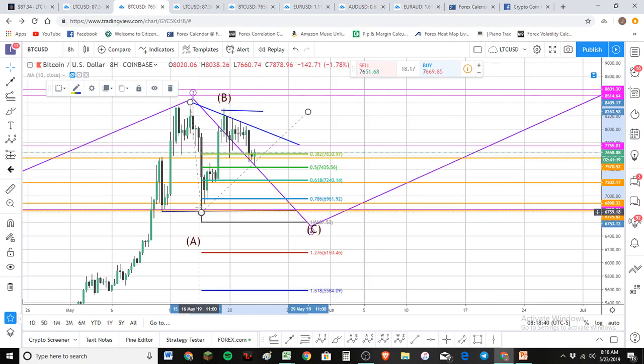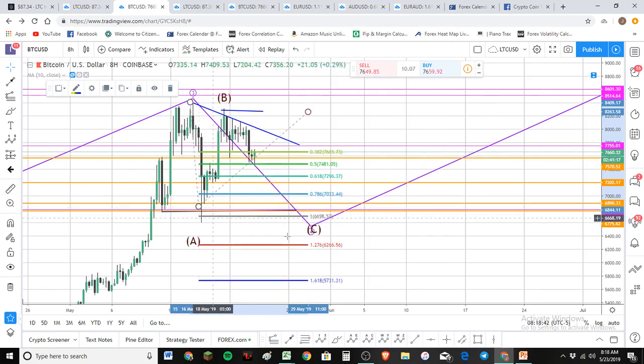That's what makes me think that this wick probably needs to be excluded. That brings the support right up here to about 6,700 or so.